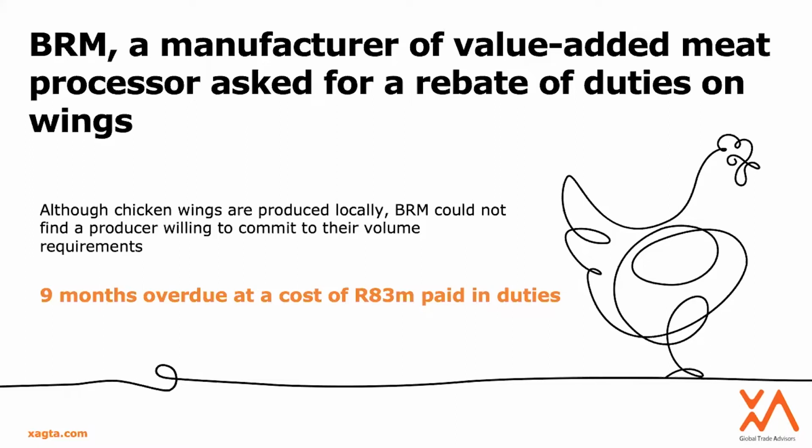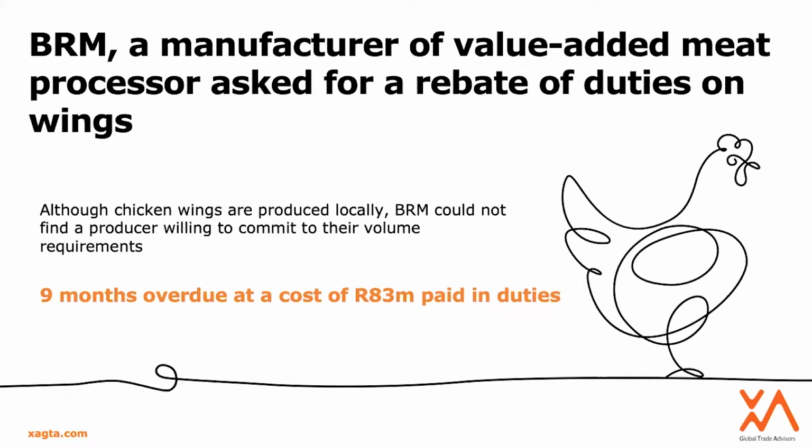That application is 9 months overdue at a cost of 83 million rand paid in duties. Now, to be clear, this problem could be relatively easily solved. You could either supply the wings or you could supply the duty relief. And if the wings were available in adequate quantity, you could take away the duty relief. And when they're short, you could put it back in. This is something known as a temporary rebate, and it works just fine.